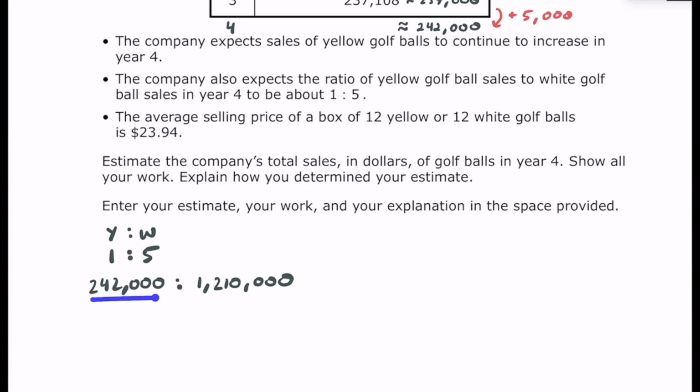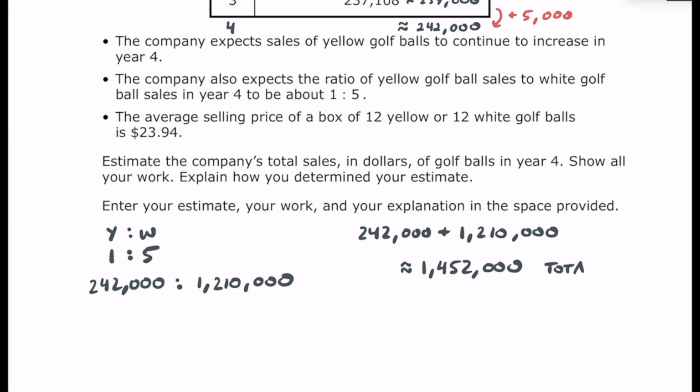And again, this ratio of 1 to 5, they told us had to be. So if we found out that in year 4, this would be this many yellow ones, then this would be this many white ones. And so if you take the total number of yellow golf balls and add the total number of white golf balls, then we should get the total amount of golf balls. And again, these are all estimates, so I'm going to say this is approximately 1,452,000. This is going to be the total number of golf balls. Now, we know the price of both of them is going to be the same. They're both sold for the same price, and they're both in the same size boxes of 12, so it doesn't really matter in terms of that.